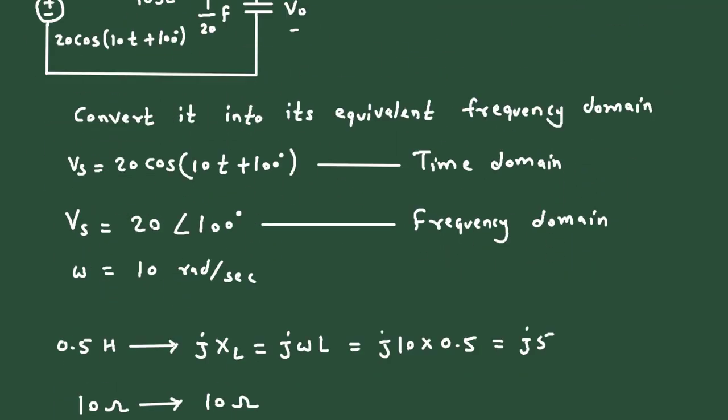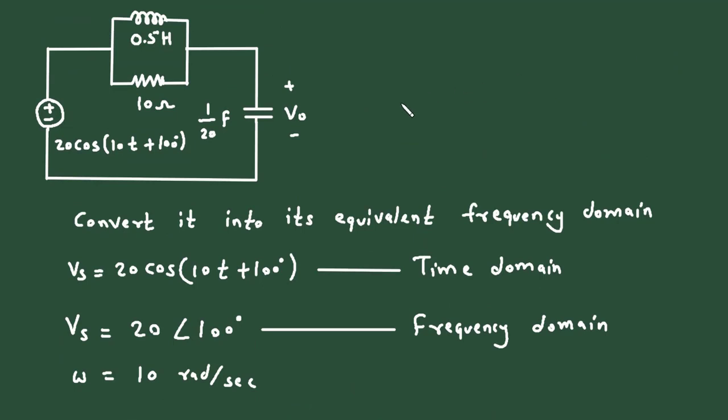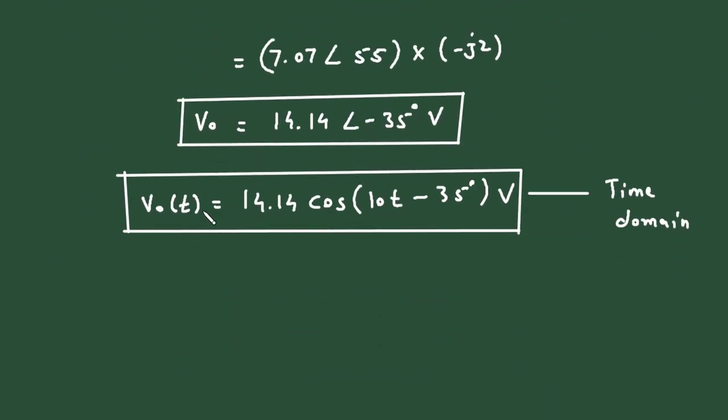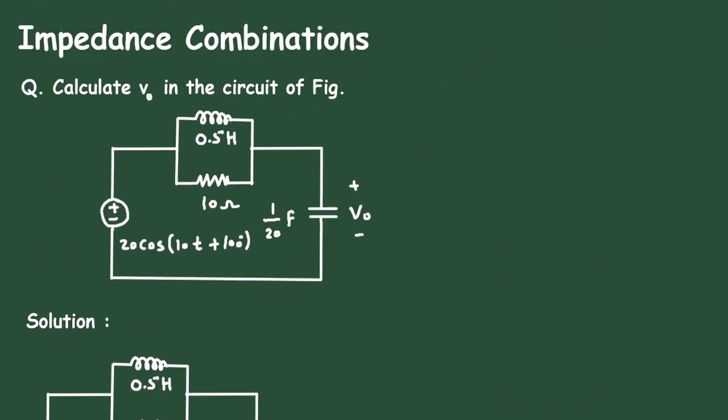Also remember that here we have compared this equation with the standard equation V is equal to Vm cos(omega t plus phi). Here also the equation will be VO is equal to Vm cos(omega t plus phi). This minus 35 is the phase angle. So this is how we can find the value of VO.